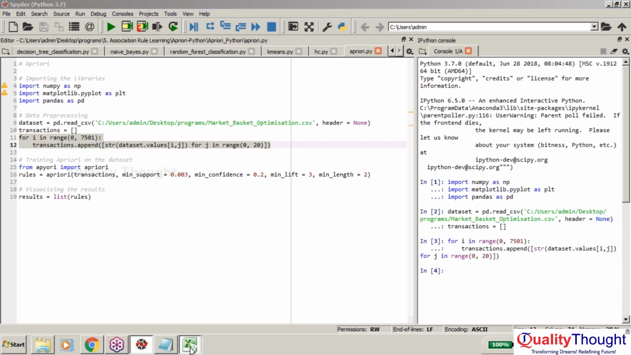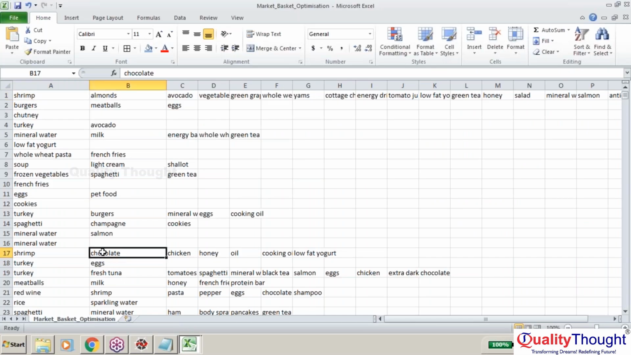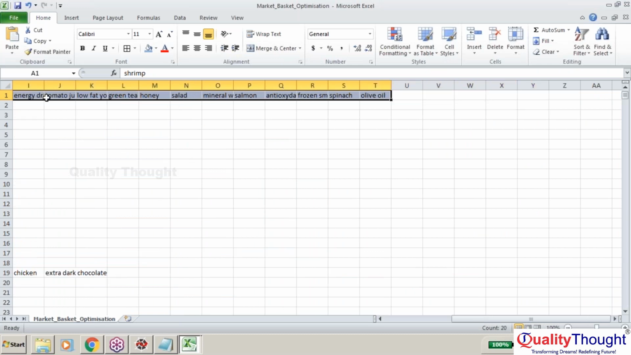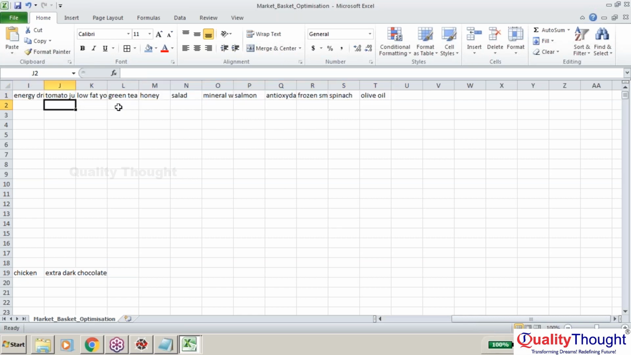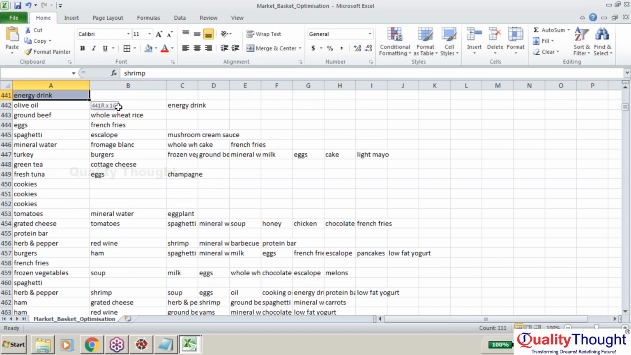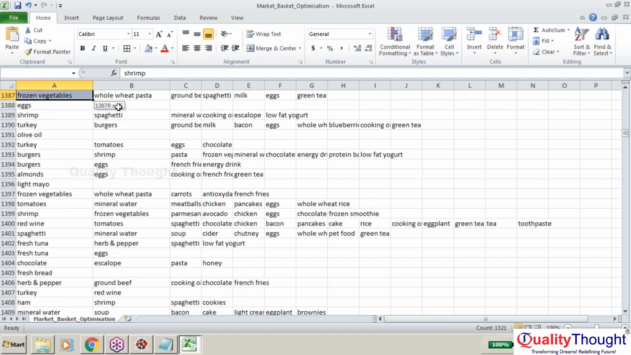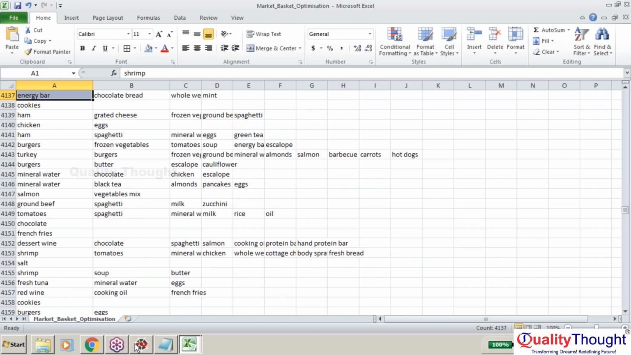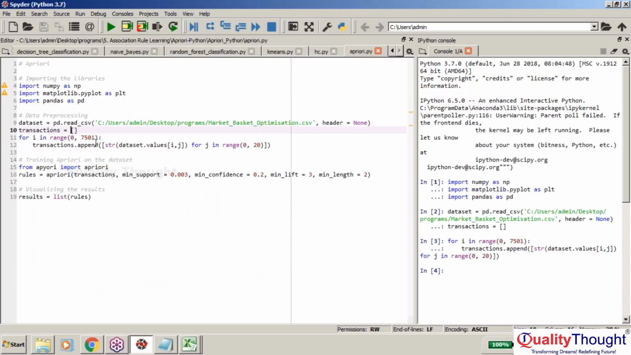You can clearly observe this in this market. How many columns are there? 20. Okay. How many rows are there? So the total number of rows is around 7,000 actually. So hence I'm not going to filter them out here. This is how I just wanted to go for the entire data set values.